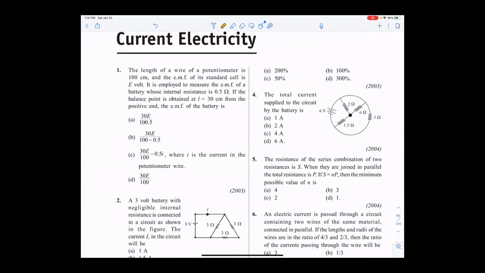The length of a wire of a potentiometer is 100 centimeters. Normally, a potentiometer wire is 100. And the EMF of its standard cell is E volts. See the difficult question; difficult means a little lengthy. It is employed to measure the EMF of a battery whose internal resistance is 0.1. The balancing point obtained at L is 30 from the positive end, then find the EMF of the battery. So we have a battery as well as internal resistance, guys, right?